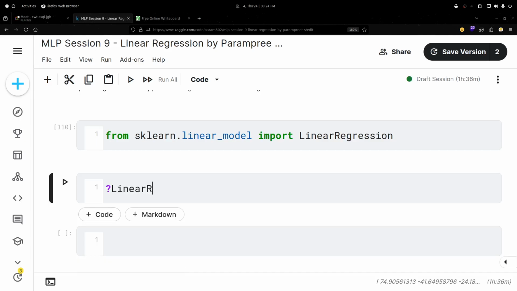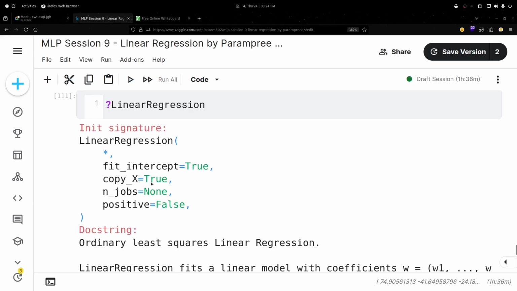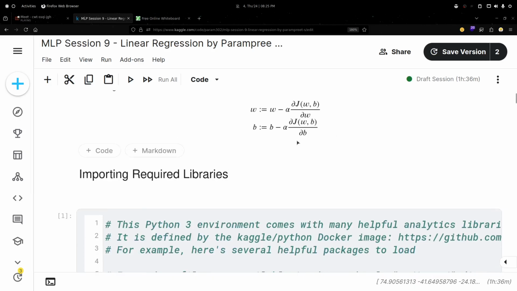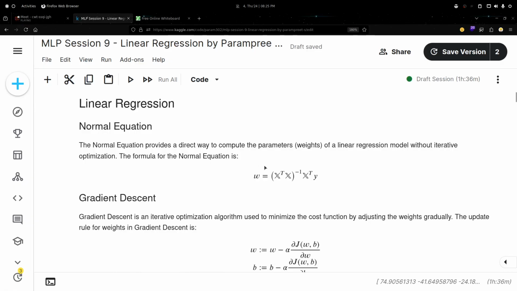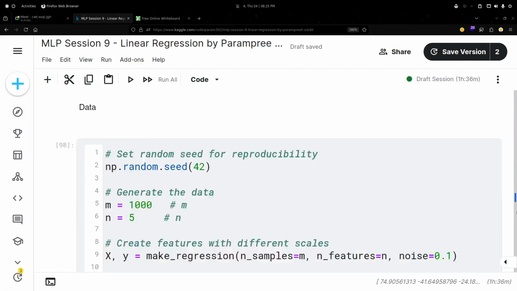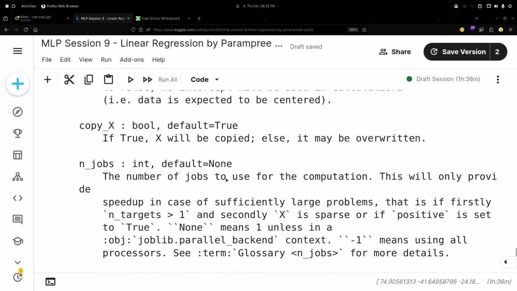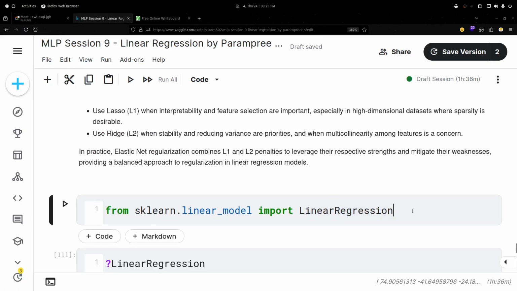If you generally import and use this LinearRegression, this is the linear regression from the normal equation which I told you here. This is the normal equation. This is how linear regression works. If you want to use the gradient descent one, then you have to import SGDRegressor. So this is the stochastic gradient descent.